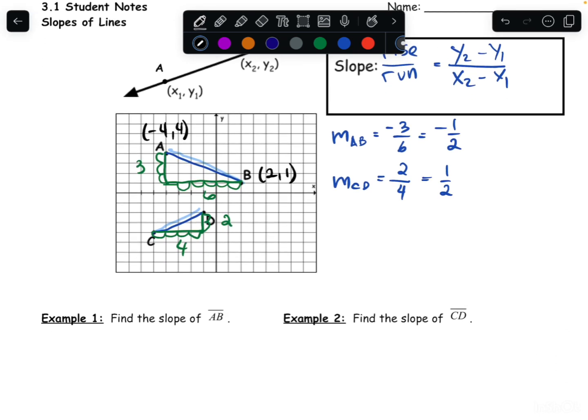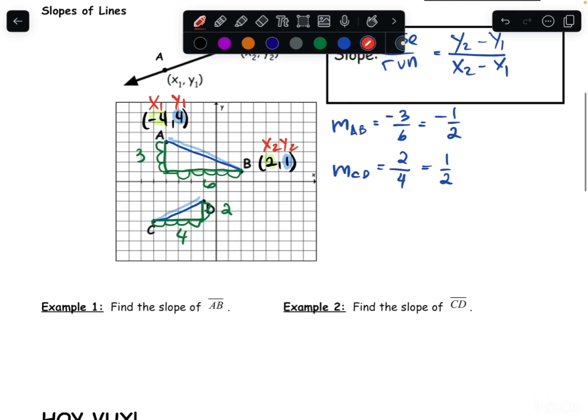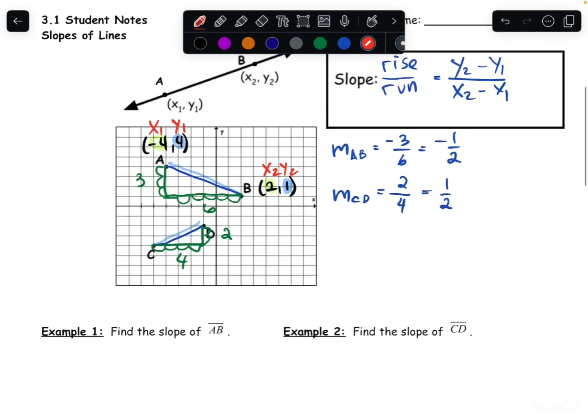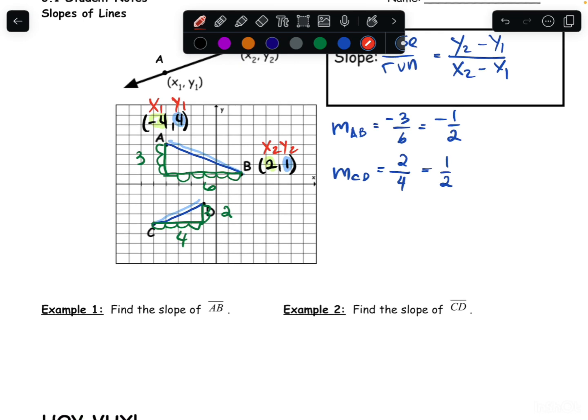Now let's find the slope. I want to look at my y's first. Let me highlight this, and I'll call this y2 and this y1. I will highlight my x's here. These are my x's, and I'll call those x1 and x2. Now, let's go find the slope of AB using y2 minus y1 over x2 minus x1.